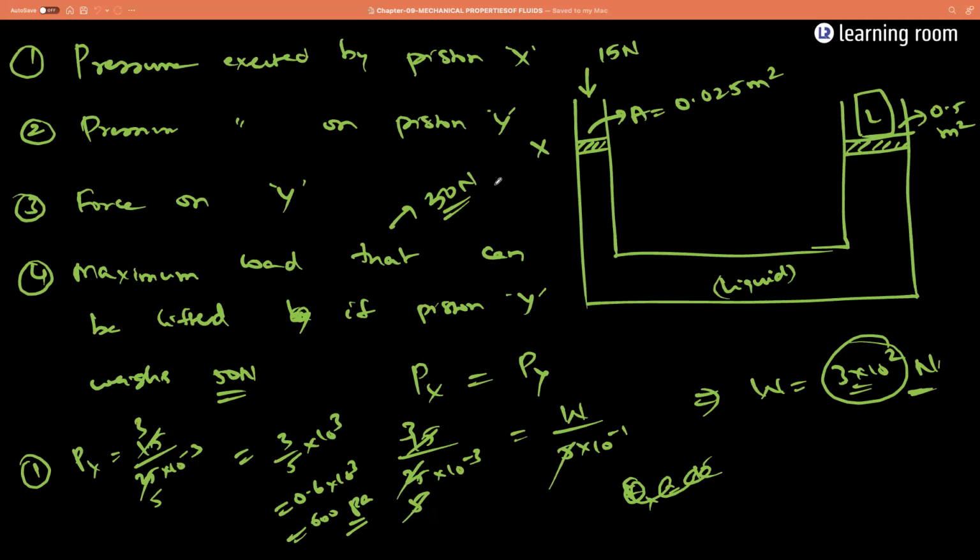Second, if the smaller piston is pushed through 6 centimeter, how much does the larger piston move out?